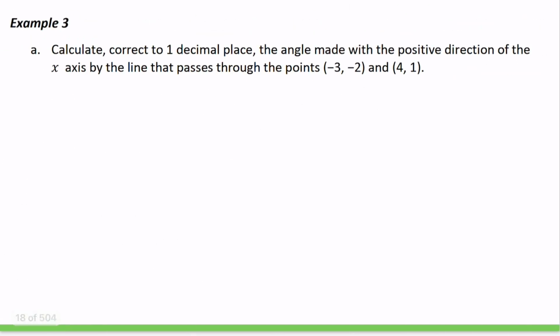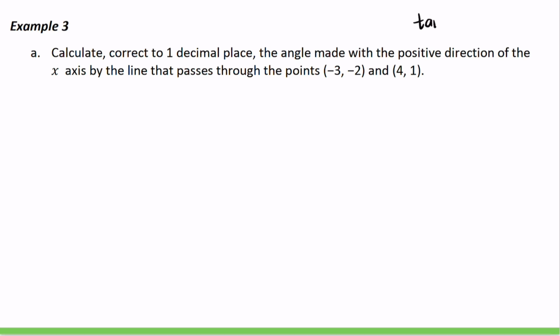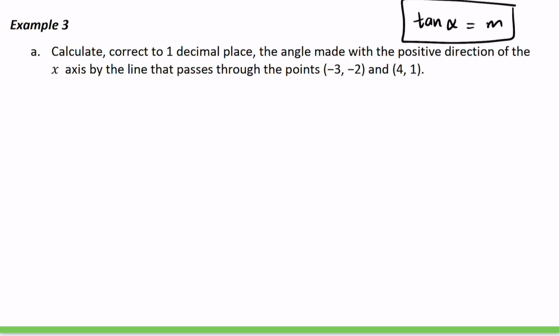Next, we've got example 3. With example 3, it says calculate correct to one decimal place the angle made with the positive direction of the x-axis by the line that is passing through the points -3, -2, and 4, 1. So you can see now we're using angles, and as soon as I'm seeing angles with linear equations with a line, I'm always thinking of this formula, tan theta is equal to the gradient. So calculate correct to one decimal place. I'm just going to highlight that again about that final form.